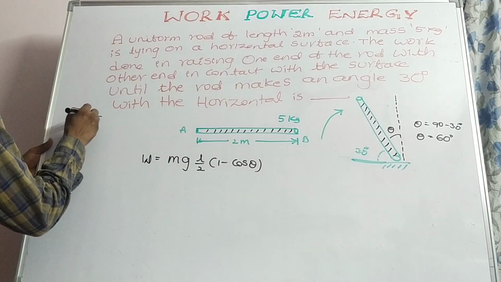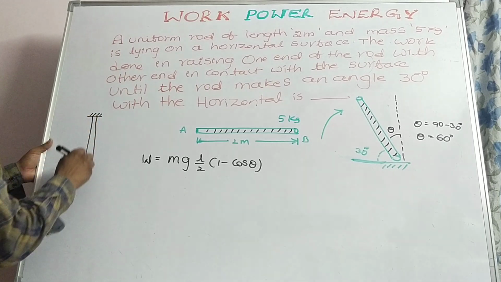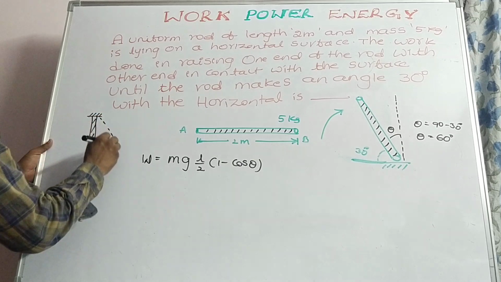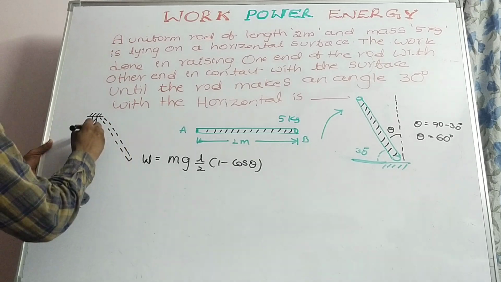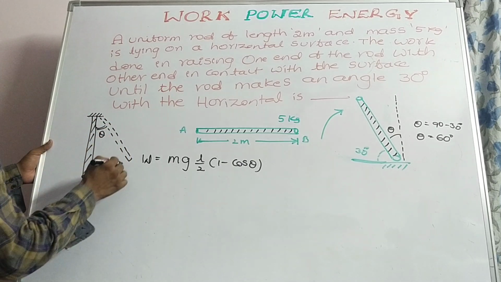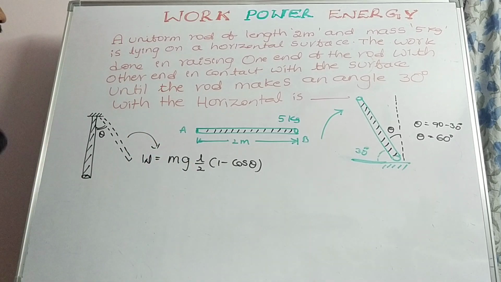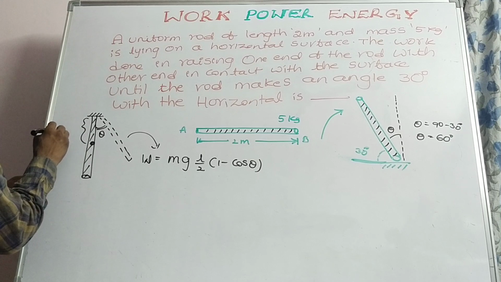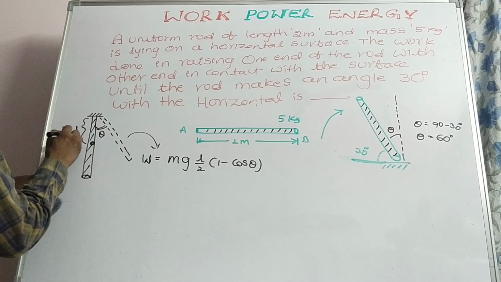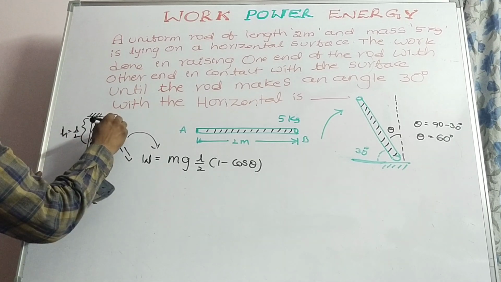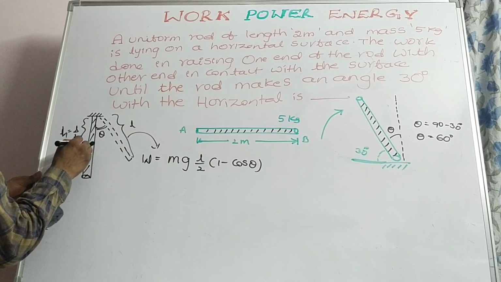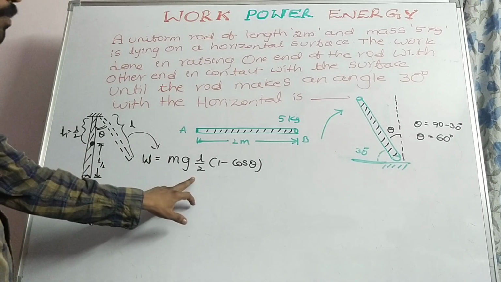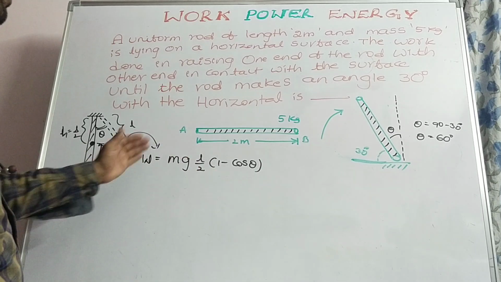See here, we know the application: a metal rod is suspended like this. If that is pulled aside with an angle theta, then the expression becomes W is equal to mgL by 2. Why? Because we have to take the height up to the center of mass only. The complete length of the rod is L, so up to the center of mass the length is L by 2. So that's why height h is equal to L by 2 into 1 minus cos theta.